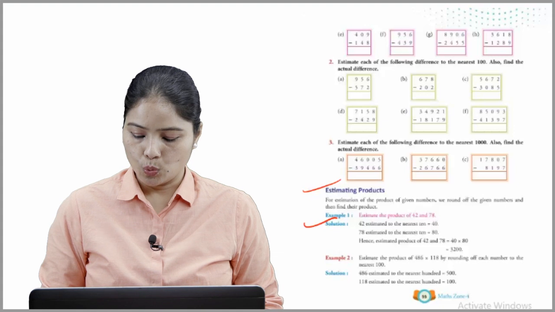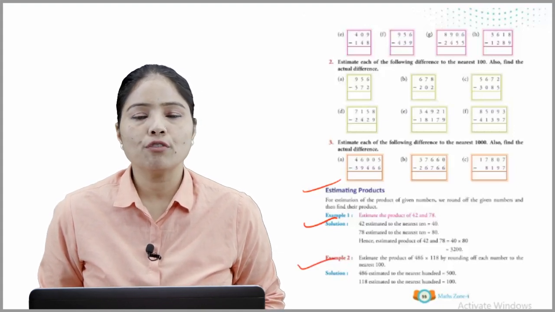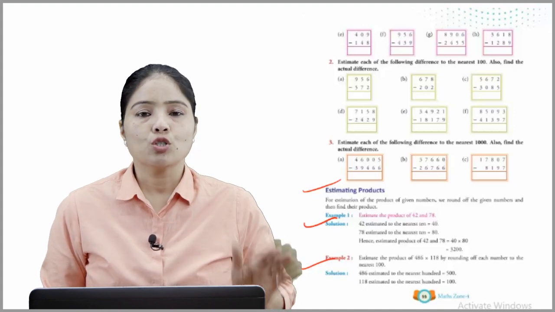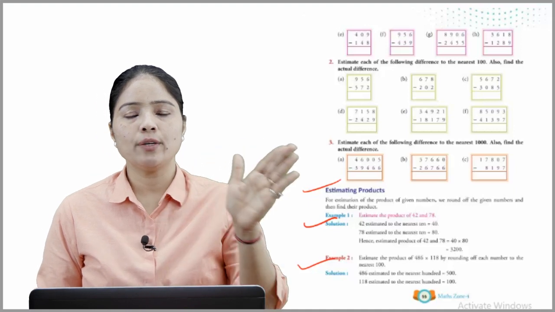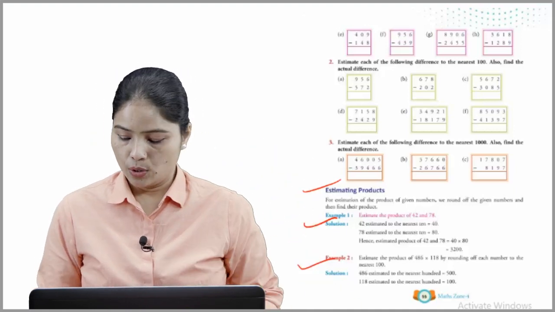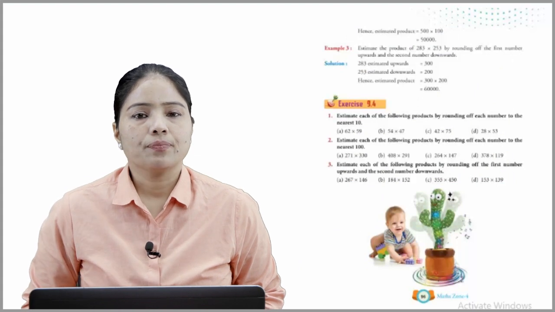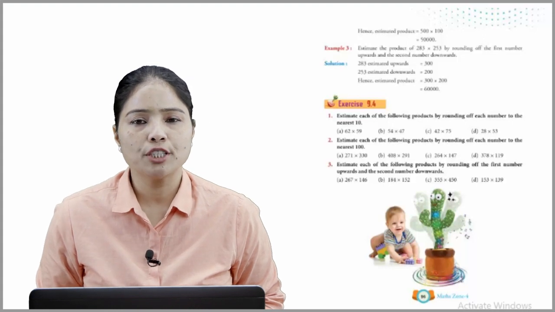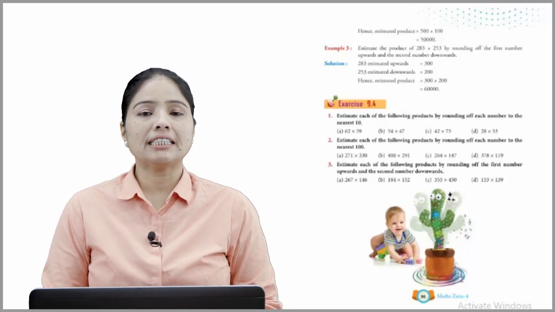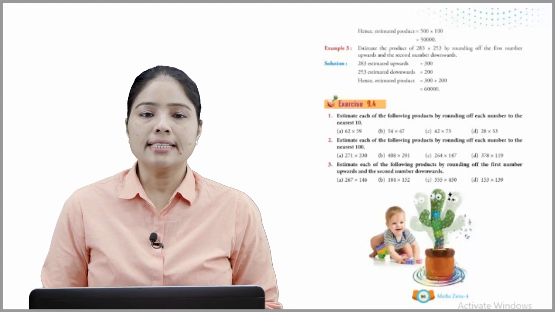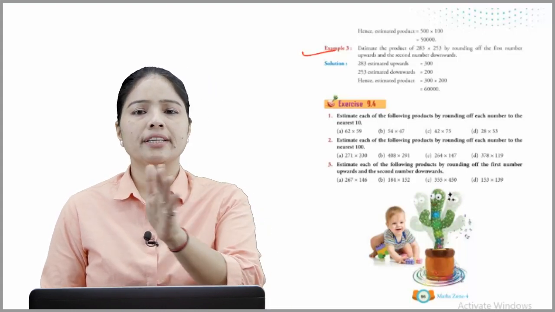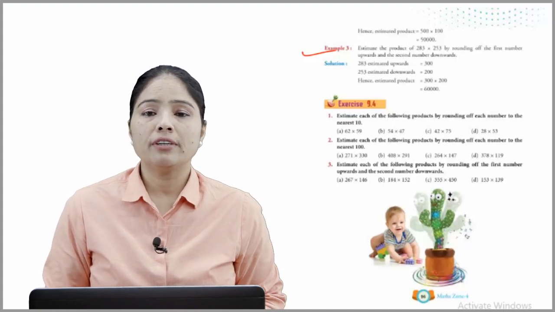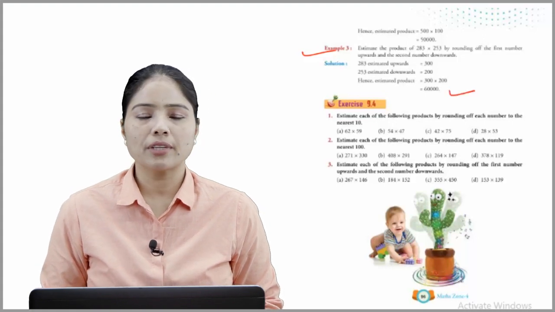Now example number 2. Estimate the product of 486 into 118 by rounding off each of the numbers to the nearest 100. So 486 का nearest हो गया 500, 118 का nearest हो गया 100. Okay? Hence, estimated product क्या हो गया, दोनों को multiply करने पे you will get 50000 which is 50,000. I hope you understood well. Similarly, example number 3, 283 का हमारा estimated हो गया 300, 253 का 200, multiply you will get 60,000. Okay, I hope you understood.